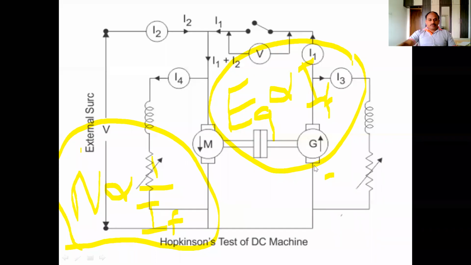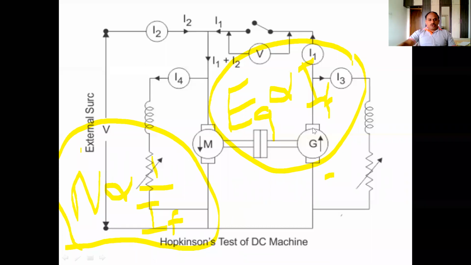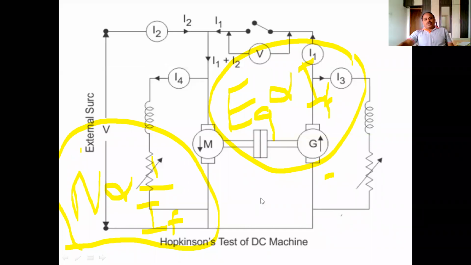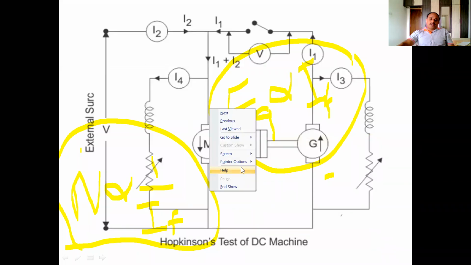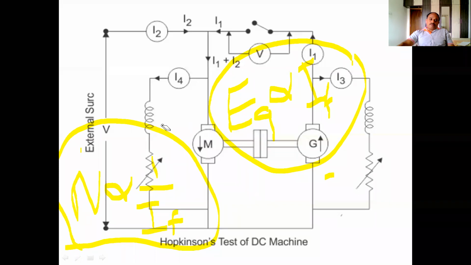257. Sir, how are the two machines connected in this test? In this test, two machines are connected electrically and mechanically. Electrically, how are the two machines connected? Hello?